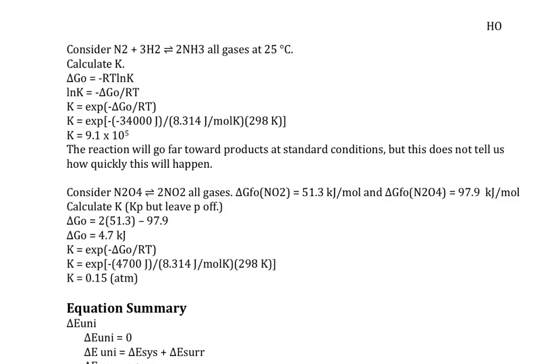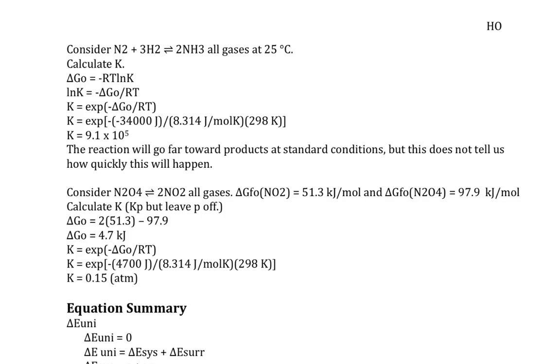Okay, so we're still using that same reaction, N2 plus 3H2 in equilibrium with 2 NH3, all gases at 25 degrees Celsius. So we're asked to calculate K. So we have that equation, delta G naught is equal to minus RT ln of K, or we can write it as K is equal to e to the minus delta G naught over RT, or as I've written, e to the EXP of minus delta G naught over RT.